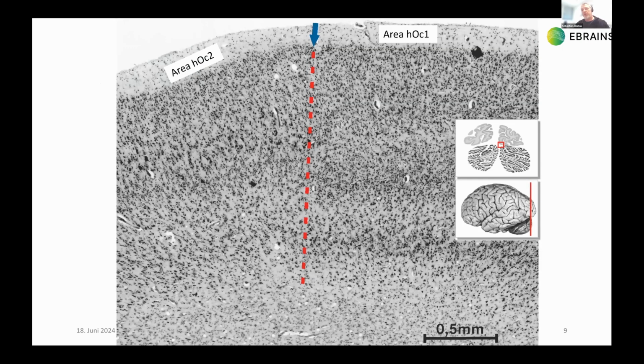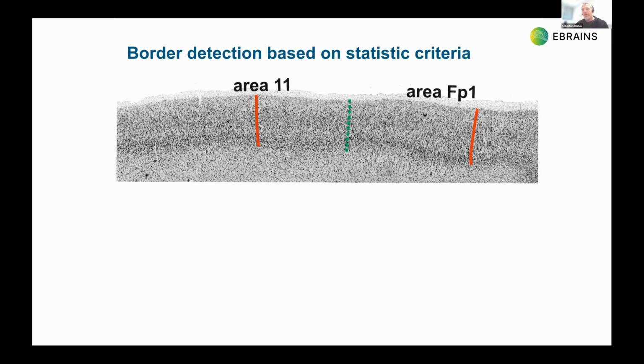We already saw this very easy example yesterday, the border between the primary and the secondary visual cortex. Primary cortex on the right side, secondary visual cortex on the left side. And it's quite obvious that something changes in the structure. But it's not always that obvious. If we come to higher associative areas, we need some quantification to really define borders between adjacent areas.